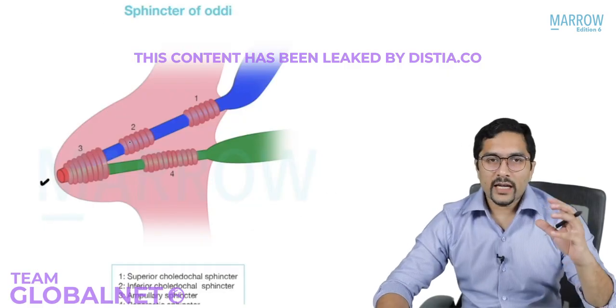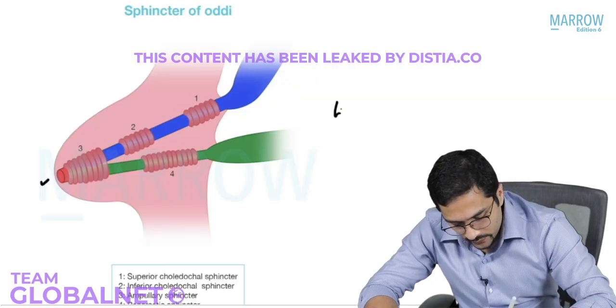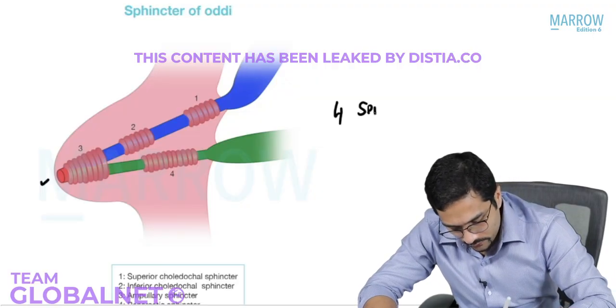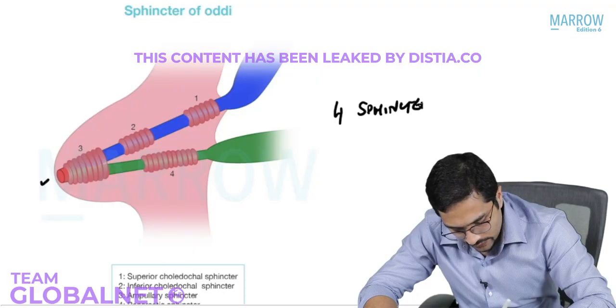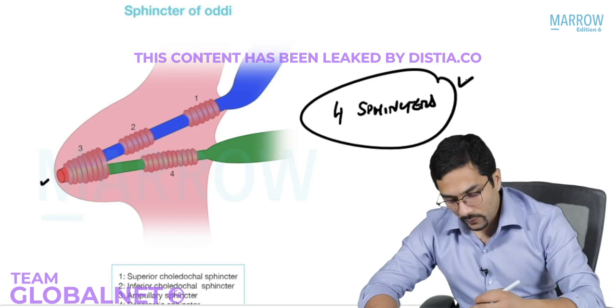Now, the sphincter of Oddi, which guards this ampullary opening, usually comprises 4 different sphincters. So there are 4 different sphincters which make up the sphincter of Oddi. This question has been asked in many exams, and this is an image directly from Bailey.